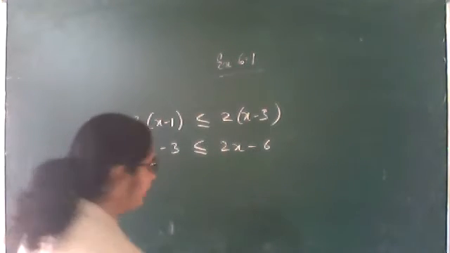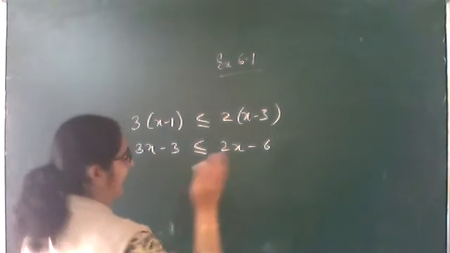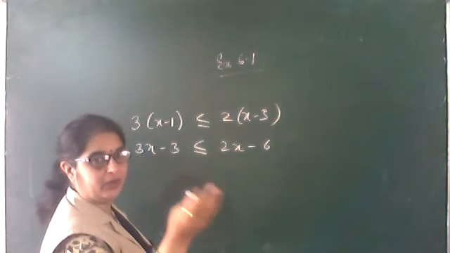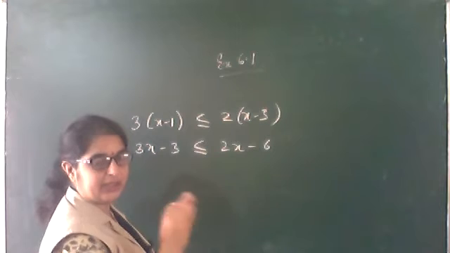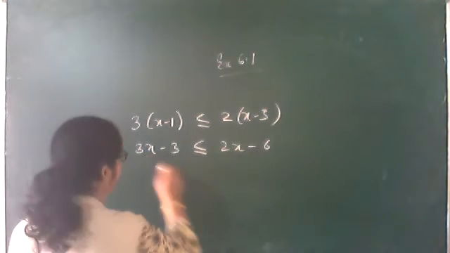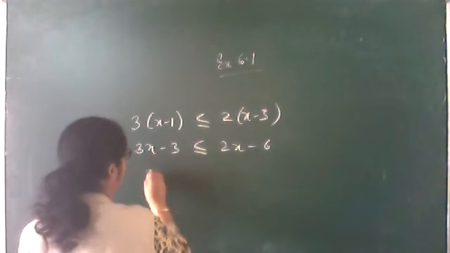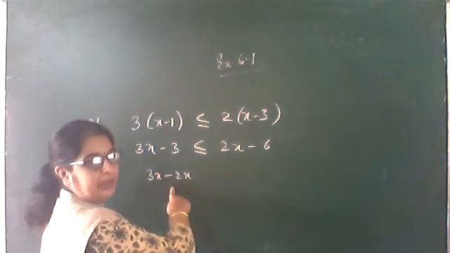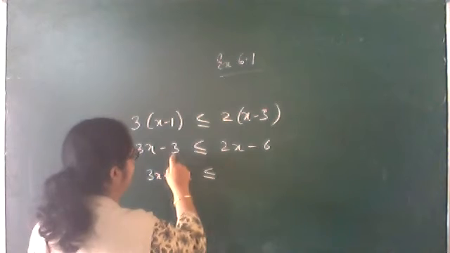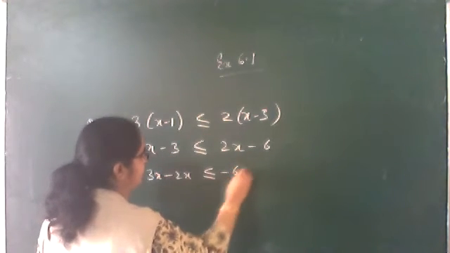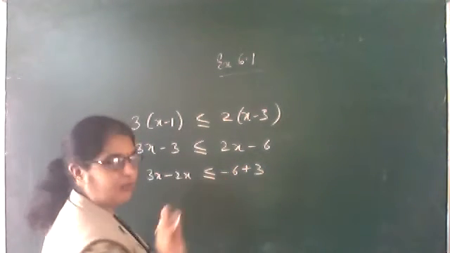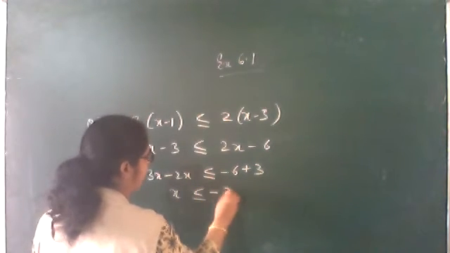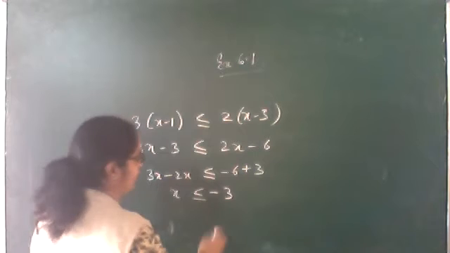Clear? Now after opening the bracket, just see, as we do when we have an equation, we take one term from left to right, then the sign changes. The same way we can do here also. So 3x, 2x, if I bring here, what will it be? 3x minus 2x. Here it is positive, so when it comes here, it will be negative. The same with minus 3 here, it will go there and become plus 3. Minus 6 plus 3. The same rules are there. Now 3x minus 2x is what? x less than or equal to minus 3. So x is less than or equal to minus 3.